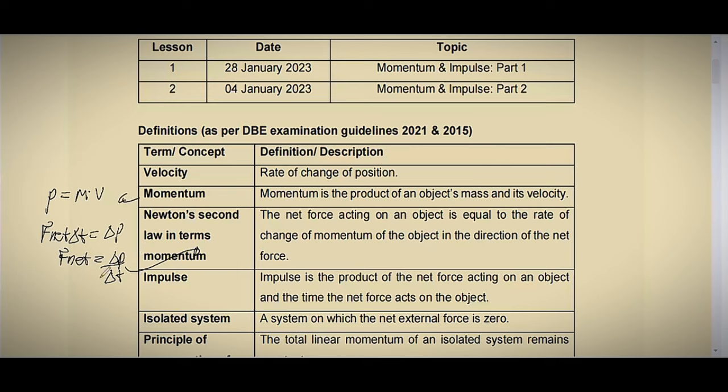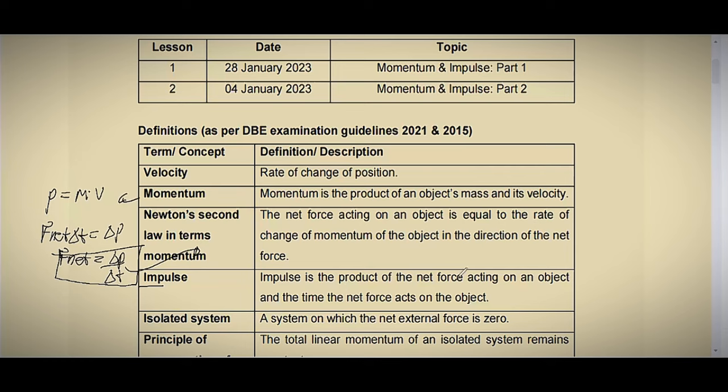Remember, if something is over change in time, we just say it is the rate. So we say the net force on an object is equal to the rate of change of momentum of the object in the direction of the net force. So writing that formula like that can help you to recall the definition for Newton's second law in terms of momentum. Then we have impulse.